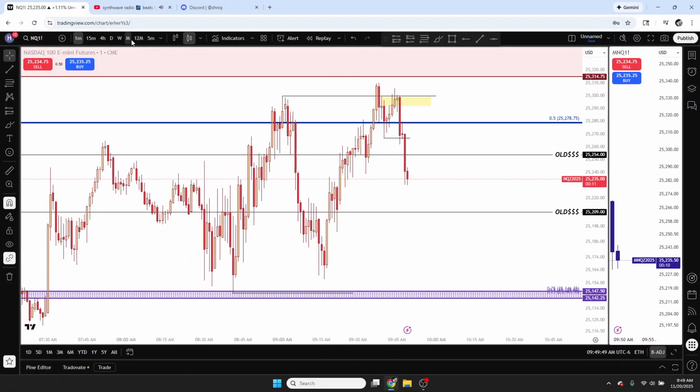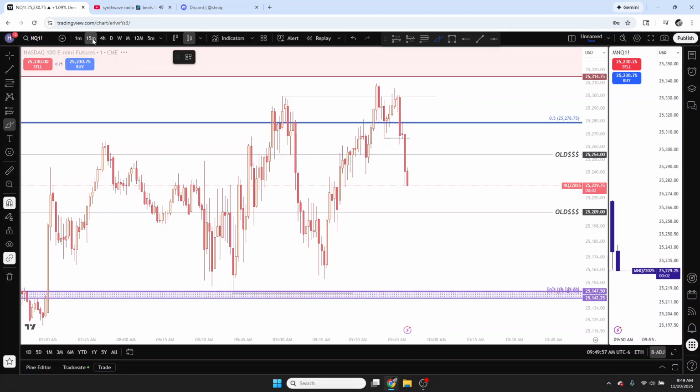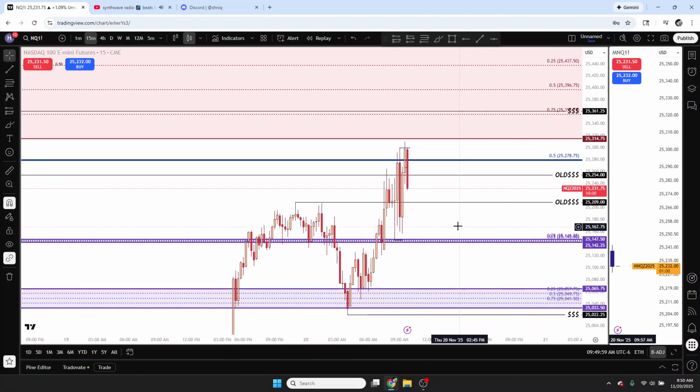November 20th, -1R. I took a loss and two break evens. My whole idea was on a 15-minute chart.